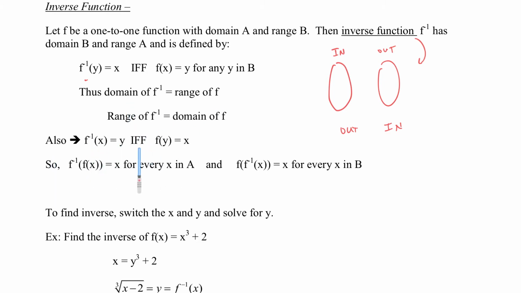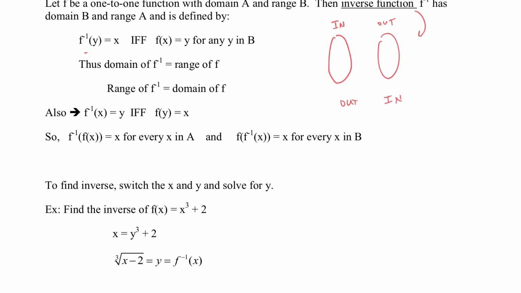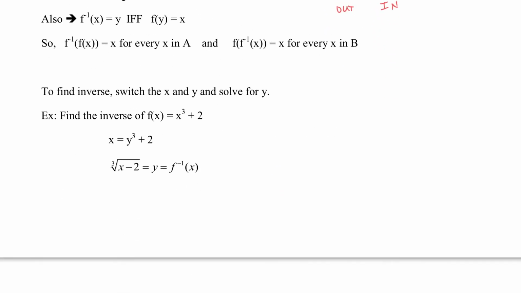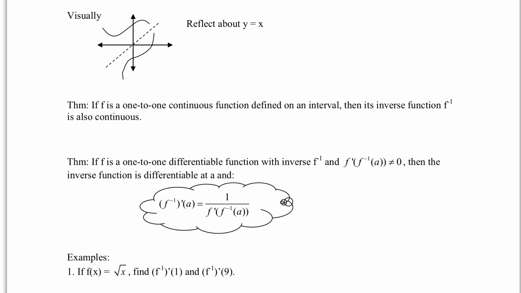So f inverse of x equals y if and only if f of y equals x. So f inverse of f of x equals x for every x in A, and f of f inverse of x equals x for every x in B. Basically, to find the inverse, we just switch x and y and solve for y. Here is our example. Find the inverse right here, and I did it for you. Switch the x and y, so I put the x here and the y there, and now I solve for y, and that's my inverse function.